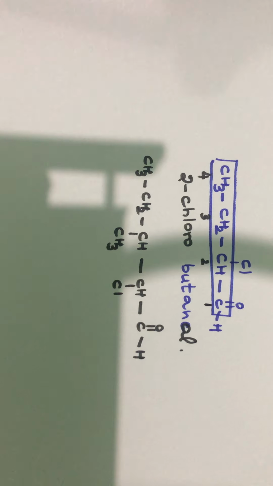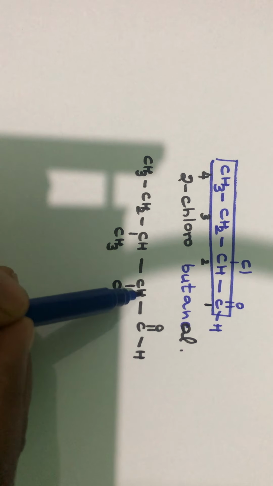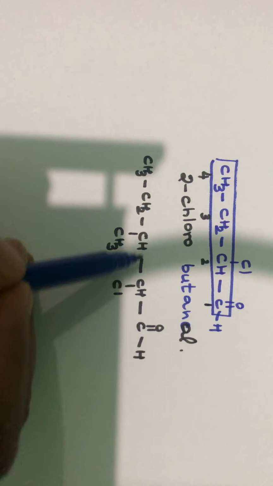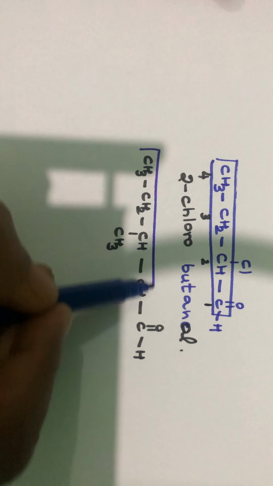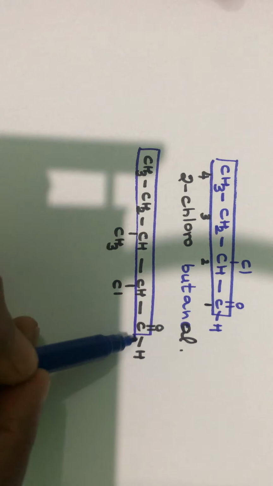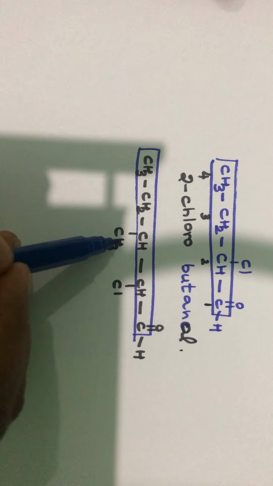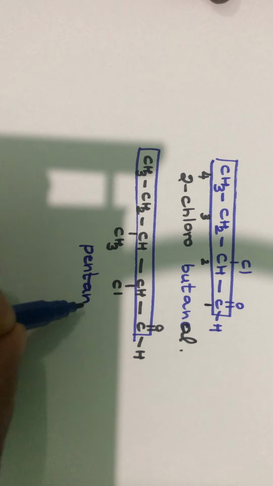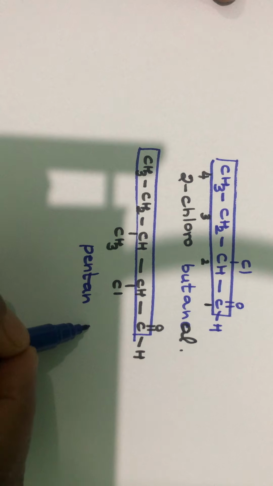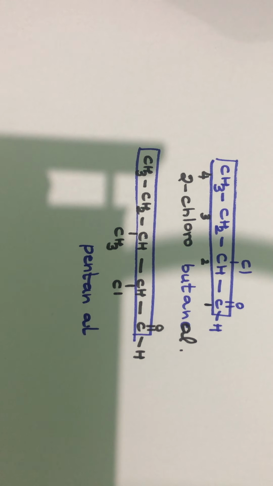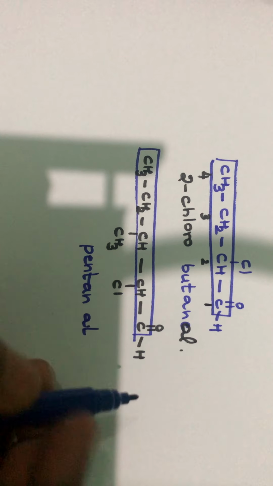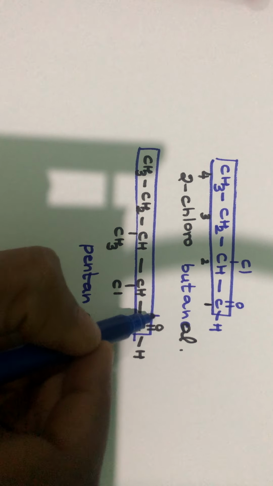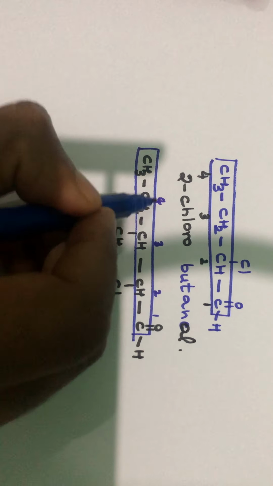Okay, just try this. So select a chain of carbon atoms, the continuous chain. So 1, 2, 3, 4, 5 carbon atoms. Pentane, aldehyde, pentanal. Right? Now number the chain from this side only. 1, 2, 3, 4, 5.